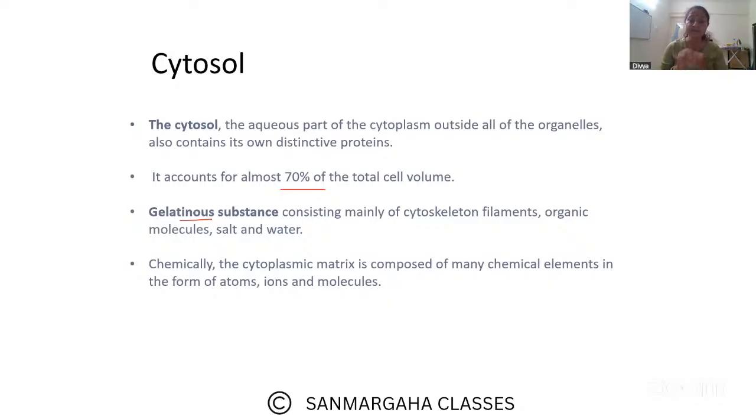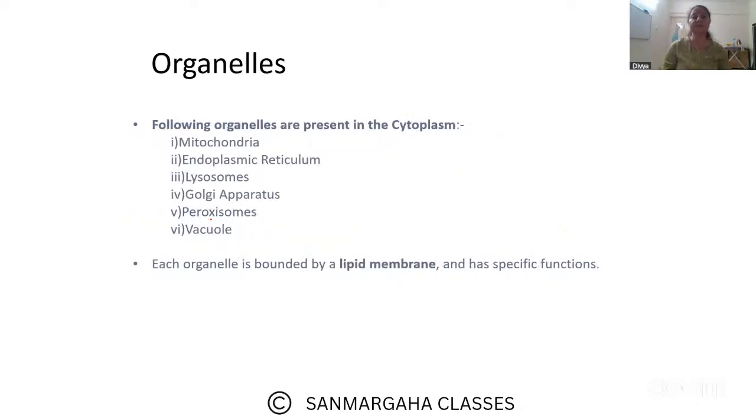This cytoplasmic matrix is composed of many chemical elements like atoms, ions, and molecules, like the electrolytes we have seen. These are the main components of the cytosol. Next, which are the organelles that are present?